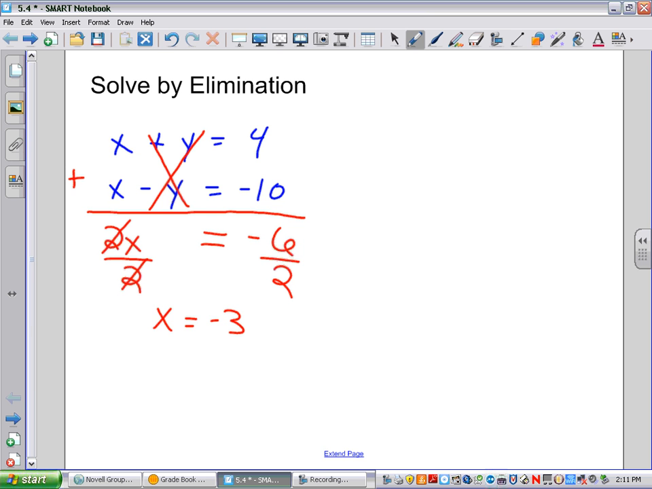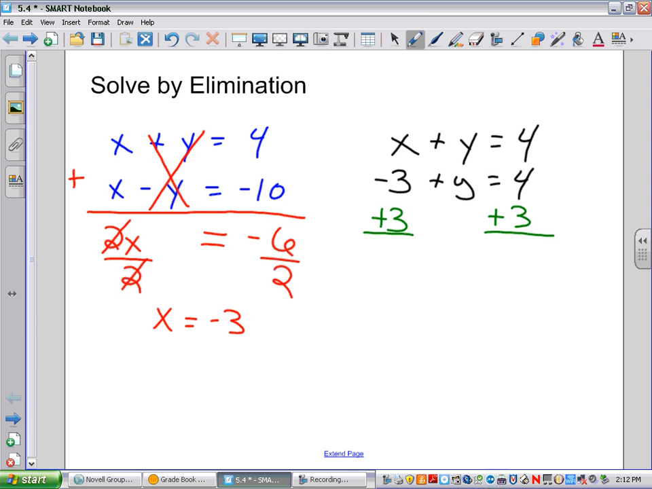But now we need to find what the y is. So I'm going to take that negative 3 and plug it into the top equation, which, I'll write it again, x plus y is 4. And I'm going to put negative 3, that answer, in place of x. So I have negative 3 plus y equals 4. And I simply solve that by adding 3 to both sides. So this is eliminated. And y would equal 4 plus 3 is 7.